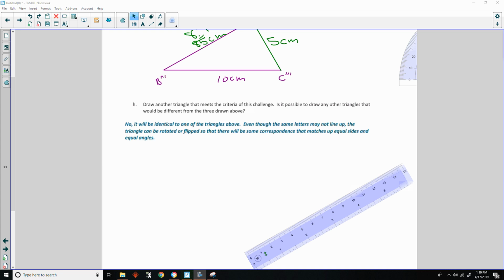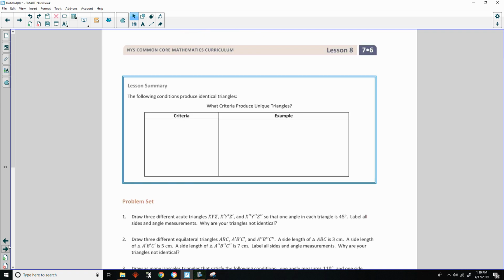Okay, the answer is no. It will be identical to one of the triangles above. Even though the same letters may not line up, the triangle can be rotated or flipped so that there will be some correspondence that matches up equal sides and equal angles. In other words, if we created a triangle with two given angles and one given side length, the possible ways to draw that, there would only be three distinct triangles.